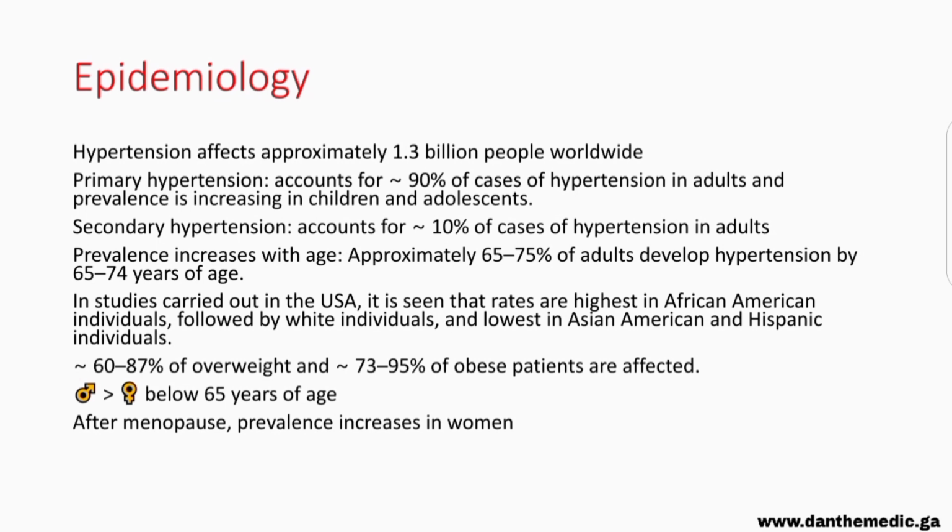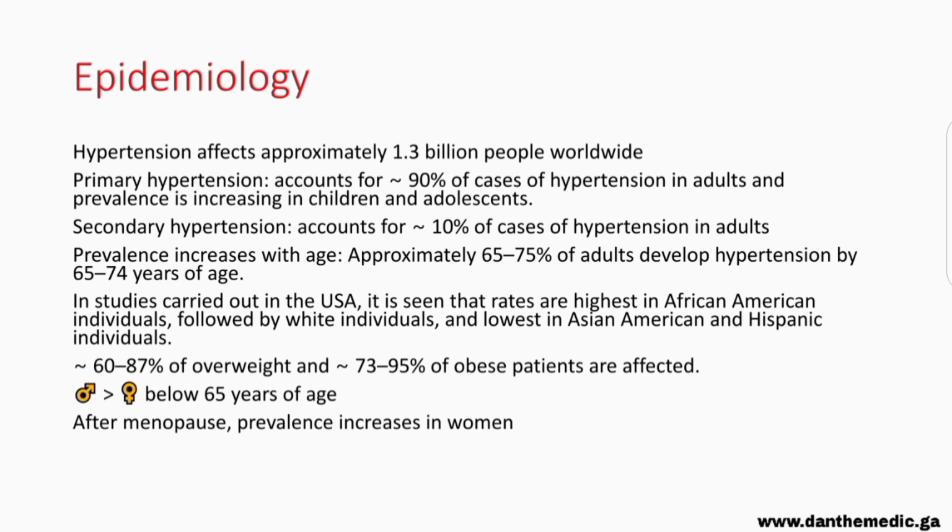So as for the epidemiology of hypertension, hypertension is actually a pretty common disease. It affects about 1.3 billion people worldwide. And like I said earlier, primary hypertension accounts for approximately 90% of cases of hypertension in adults, and the prevalence unfortunately is increasing in children and adolescents. Then secondary hypertension accounts for about 10% of cases of hypertension in adults.